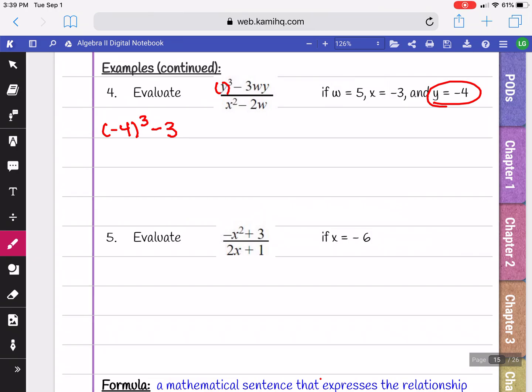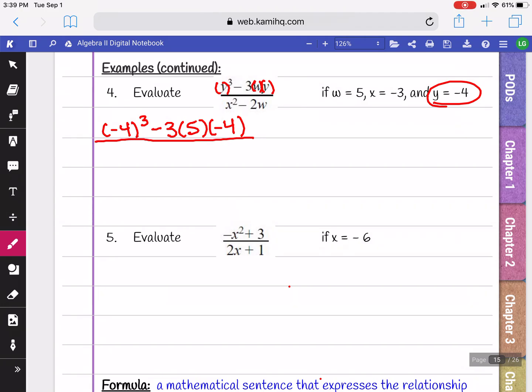And then for w, I'm going to plug in 5. For y, I'm going to plug in the negative 4. Again, I'm using parentheses around my variables. That's because we're really doing like 3 times w times y. If you don't put parentheses, it's going to look like 35 minus 4, which is wrong.